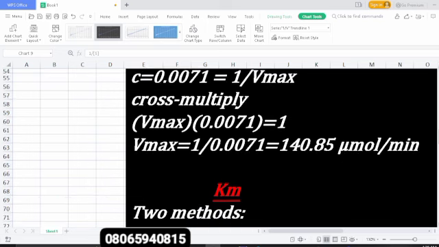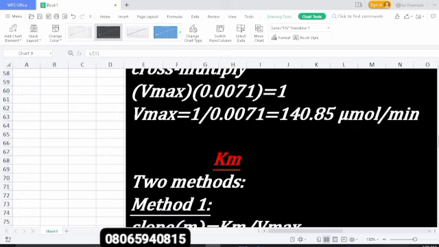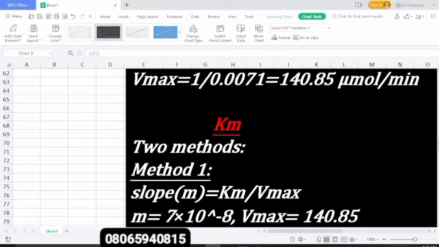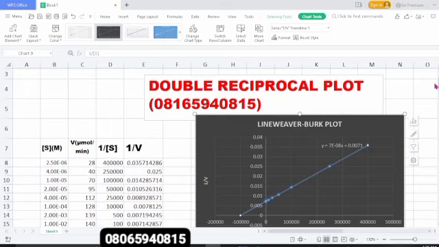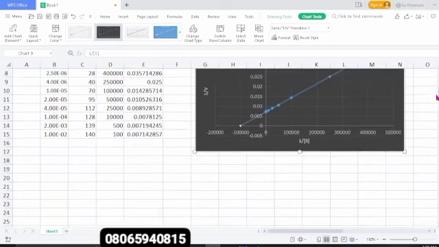Now to calculate your Km, there are two methods, and I explored the two methods here. So the first method, recall that your slope m is Km over Vmax. But the slope from the graph, look at it here. This value after y is your slope before x. 7 times 10 raised to the power minus 8. That's what you have there.